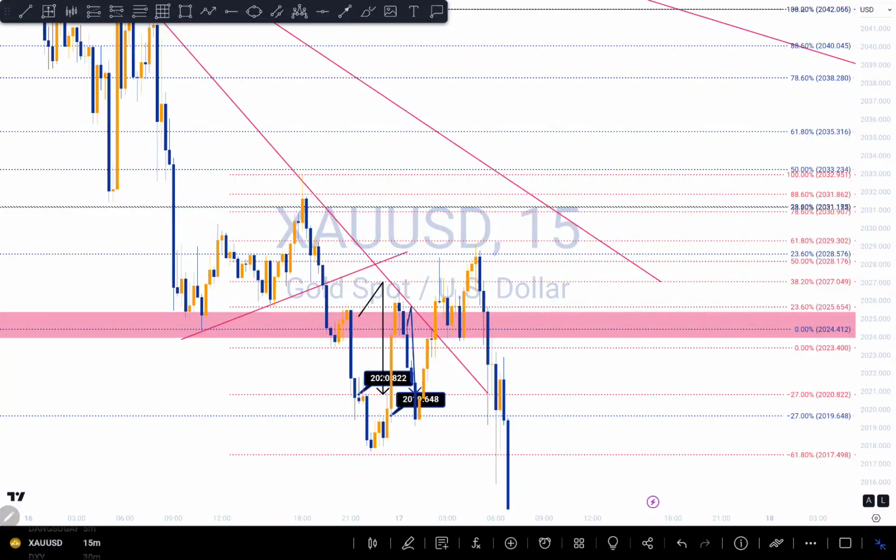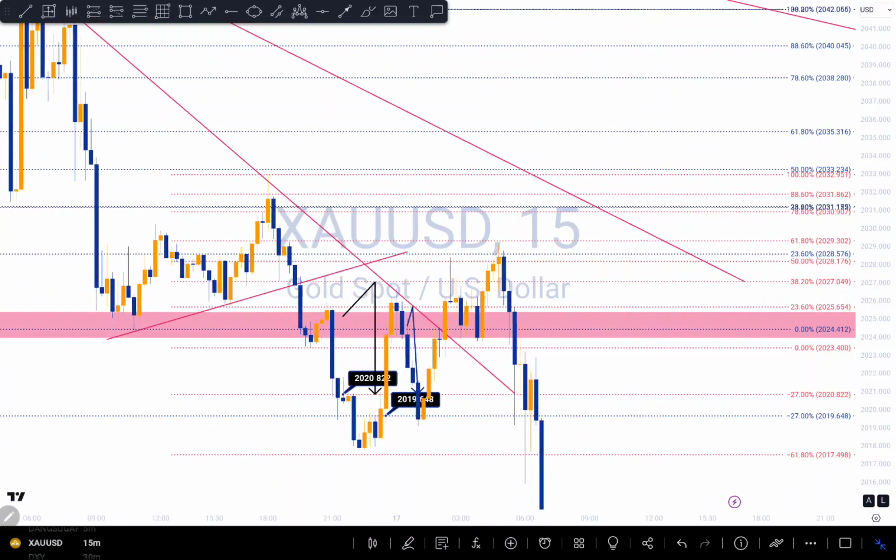Hi guys, so this is my analysis update on gold, guys. What am I expecting in gold? I'm just gonna do a quick recap on gold.